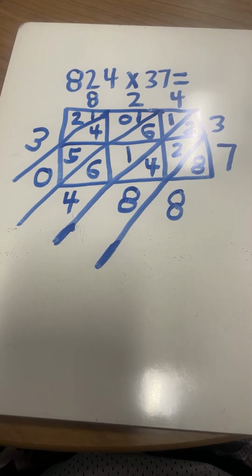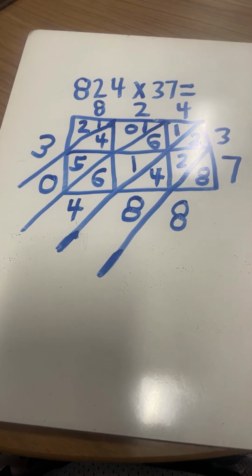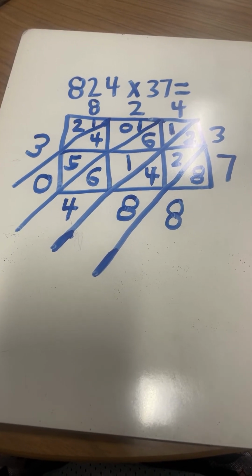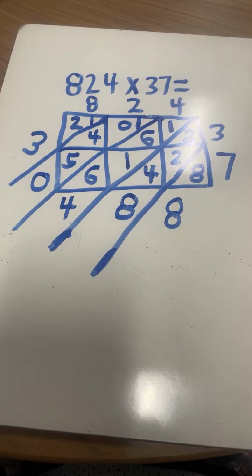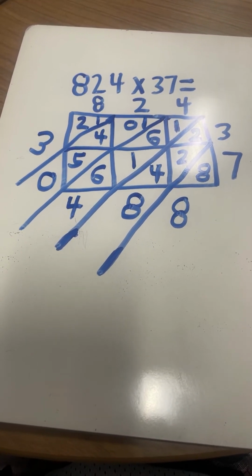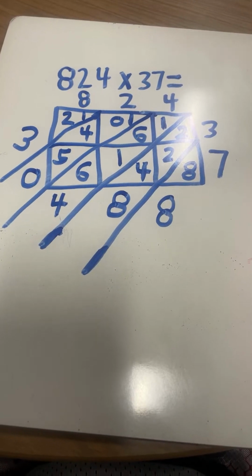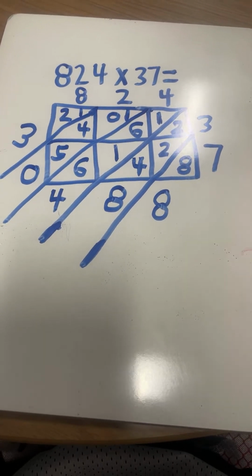So the person in the chat, shout out to the person in the chat that was working out the problem and putting the answers in the chat. You were right the second time. Your second attempt was correct. 30,488 is the answer.